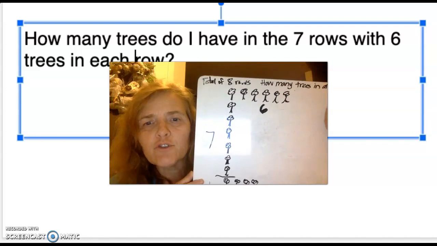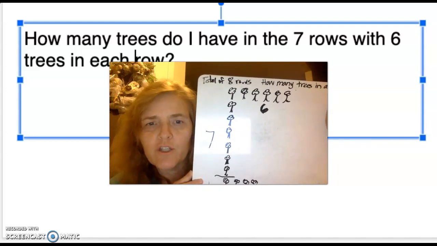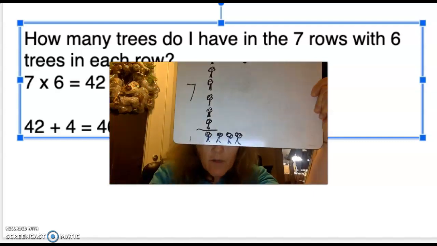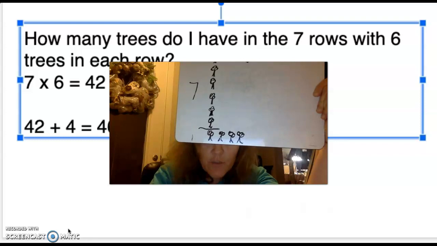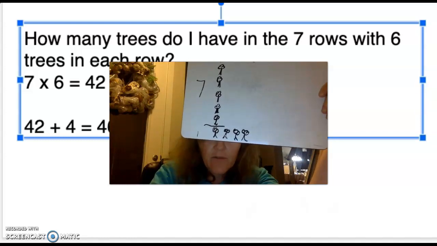What is in that first array? Because I know those are even. 7 times 6 equals 42. Okay, since there are 42, I can add those last 4. 42 plus that last row. 42 plus 4 equals 46. So there I have solved my problem by finding the first step question and then solving my problem.